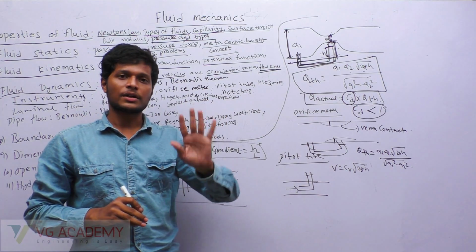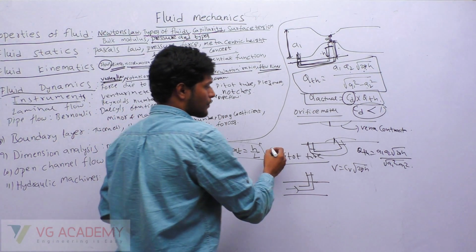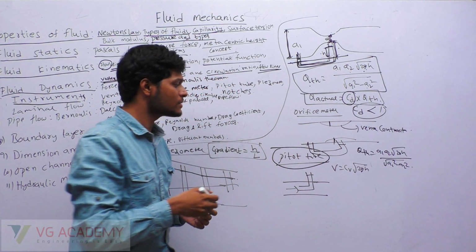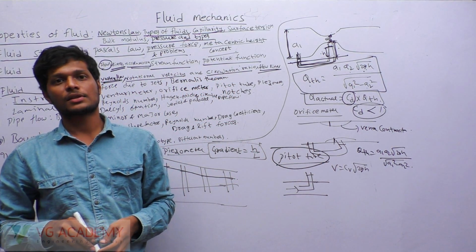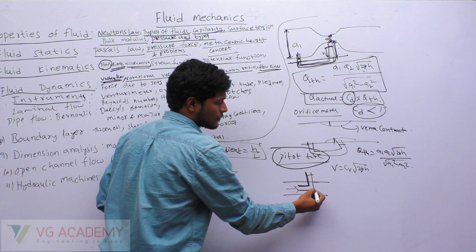So these are used to find the discharge. And next, pitot tube. What does a pitot tube do? It is used to find the velocity of the fluid. So a pitot tube looks like this.